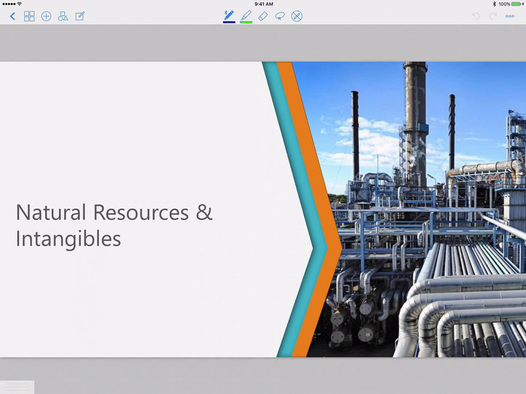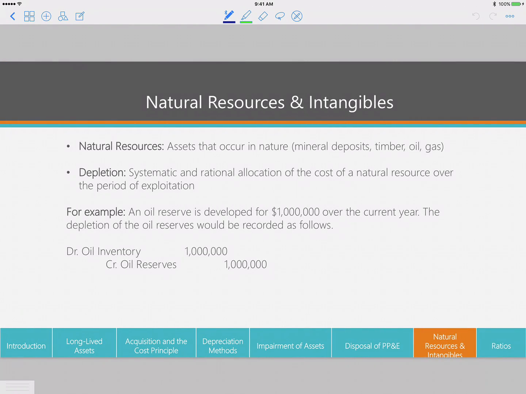Let's take a look at the next part of the chapter, natural resources and intangible assets. So what is a natural resource? A natural resource is an asset that occurs in nature. So for example, mineral deposits, timber, oil, gas. And instead of depreciation, we would actually recognize depletion of a natural resource. So this is the systematic and rational allocation of the cost of the natural resource over the period of exploitation.